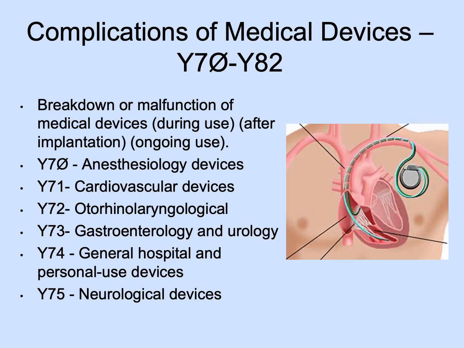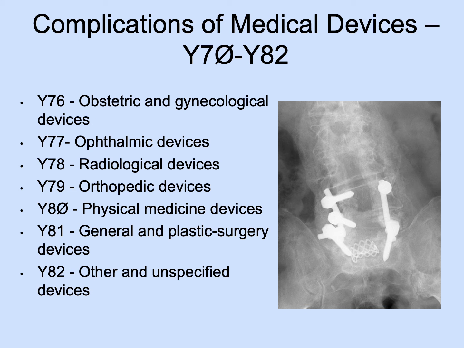You have anesthesiological devices, cardiovascular, otorhinolaryngological devices, gastroenterological, urology, general hospital personal use devices, neurological devices. Obstetric gynecological devices, ophthalmic devices, radiological devices, orthopedic. So it's very specific about the type of devices in here.